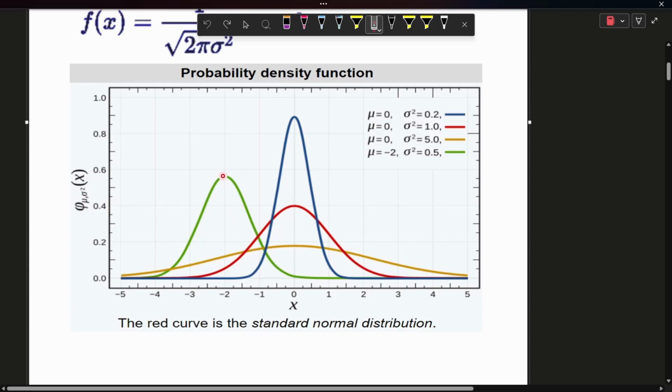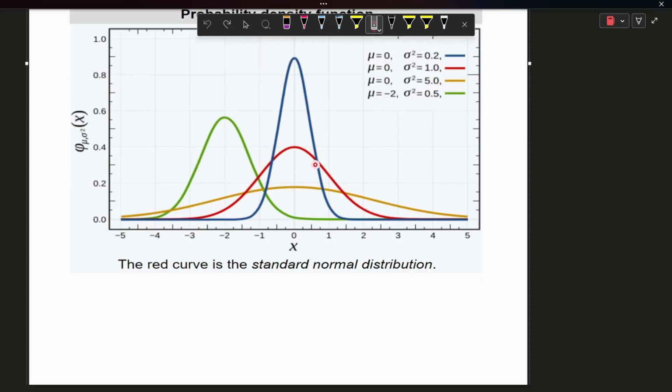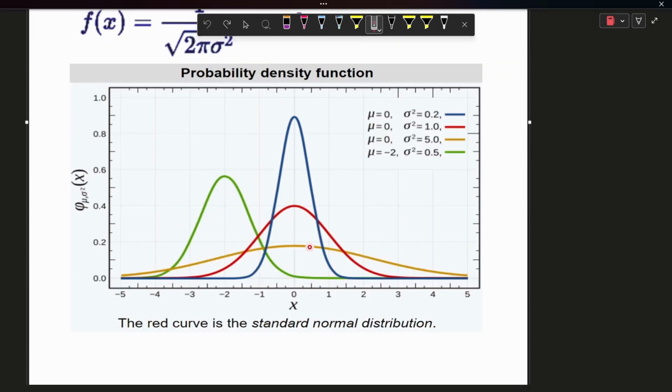And the highest point of this graph tells us the mean. Here you can see the mean is 0 for all these three graphs. This green graph has mean -2. The red bell-shaped curve is the standard normal distribution. The curve of this normal distribution is always symmetric.